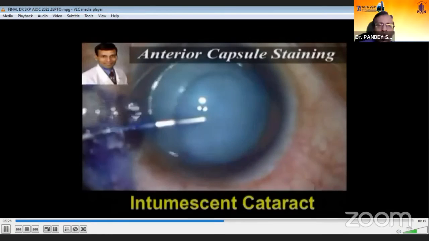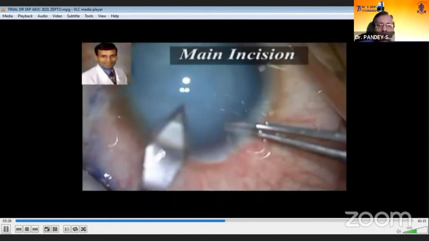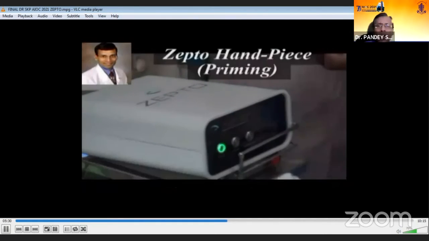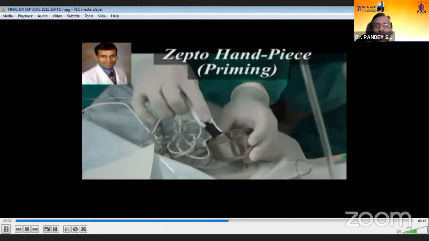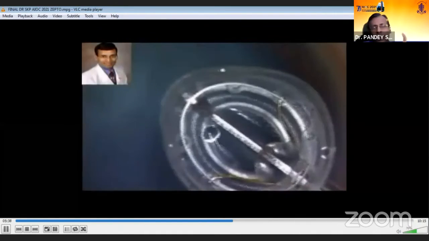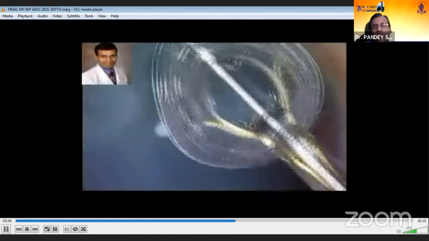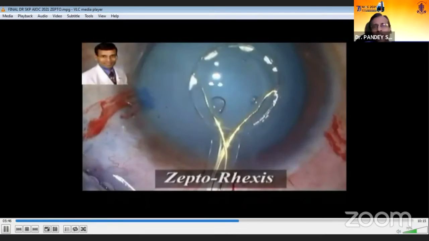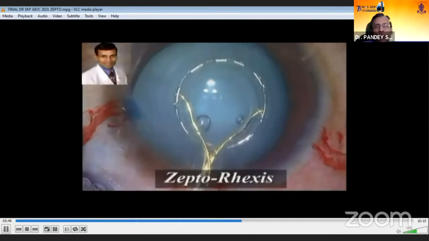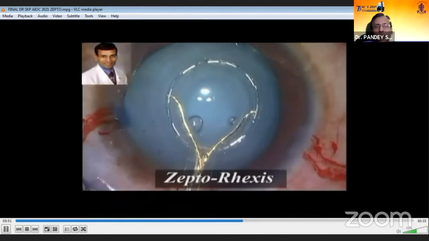And in intumescent cataract, there are high chances of Argentinian flag sign or runaway rhexis. So femtosecond or Zepto-Rhexis can be helpful to achieve a successful capsulorhexis in intumescent or hypermature Morgagnian cataract, particularly in cases planning for premium lens implantation, because for premium lens implantation a successful capsulorhexis is very important.